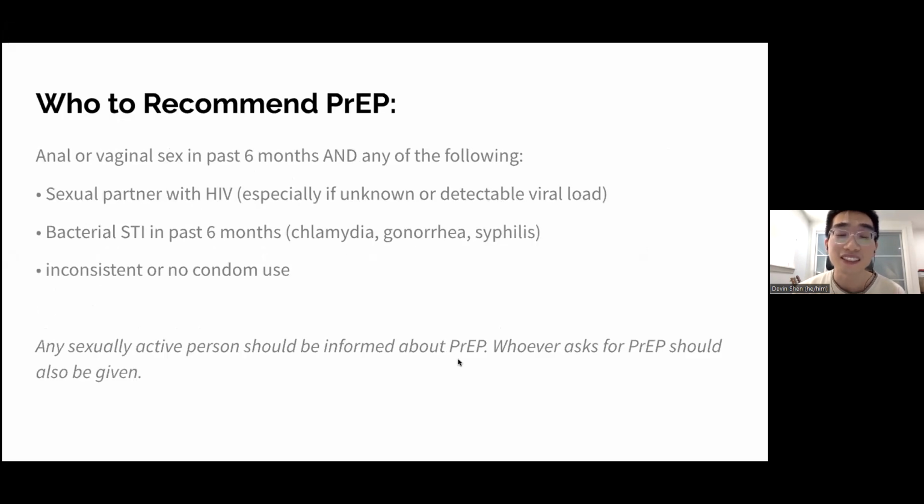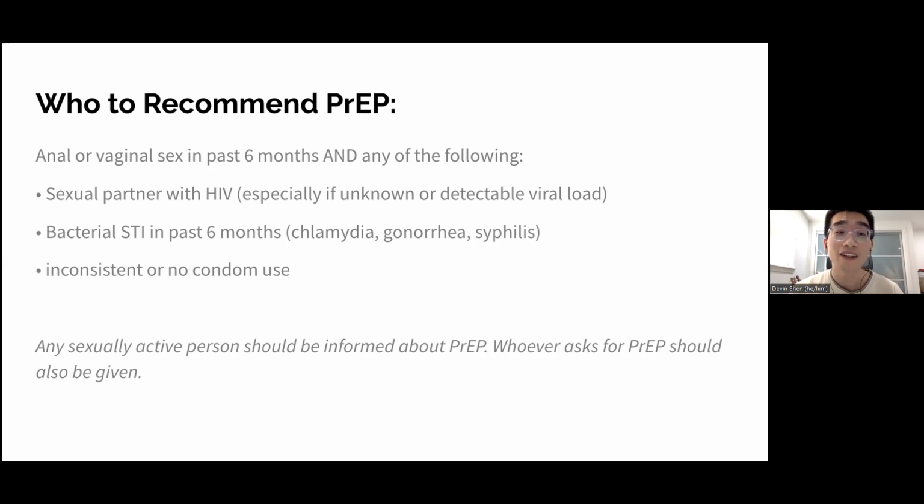So this is CDC's guidelines recommendation on who should be recommended to discuss PrEP with. So anybody with anal or vaginal sex in the last 6 months and any of the following criteria. If they have a partner who has known HIV, especially if the partner has unknown or detectable viral load, or if the patient themselves had a bacterial STI in the last 6 months, or if the patient themselves has inconsistent or no condom use.